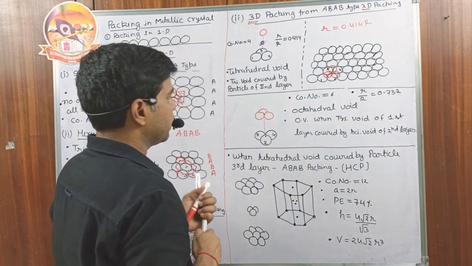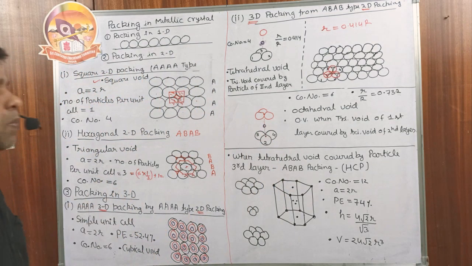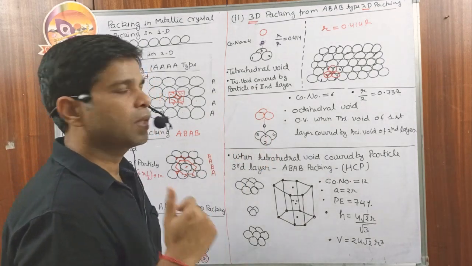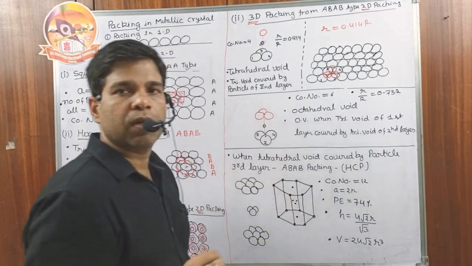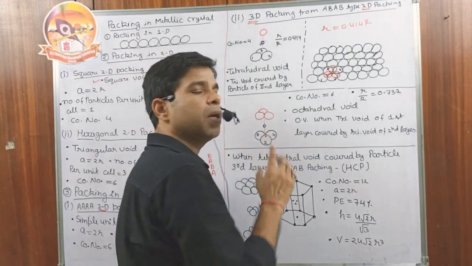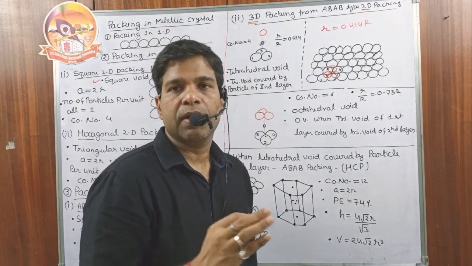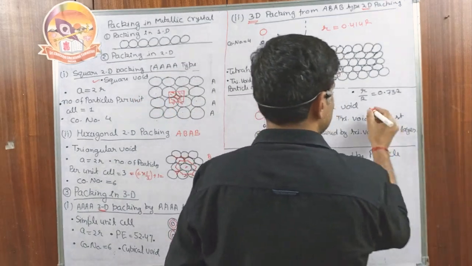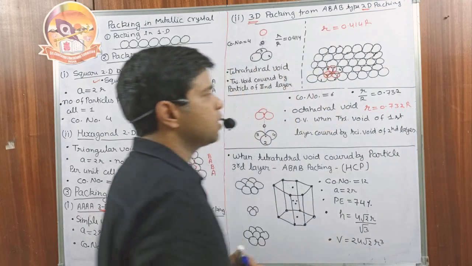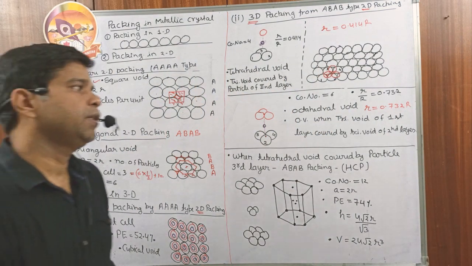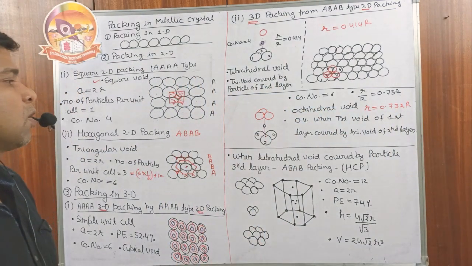If we have a small particle here in the octahedral void, then that particle is surrounded by 6 particles, 3 particles down and 3 particles up, so it has coordination number 6. If the small particle present in the octahedral void has radius small r and the bigger particle has radius capital R, then small r divided by capital R is 0.732. Means a smaller particle whose radius is 0.732 times the bigger particle can exactly fit in the octahedral void.